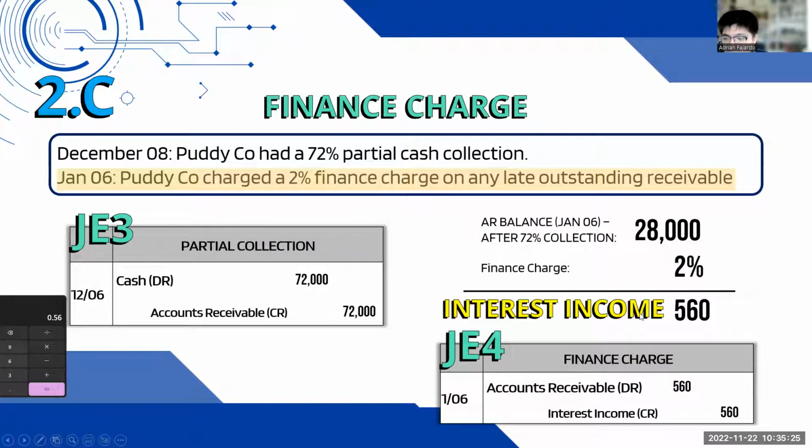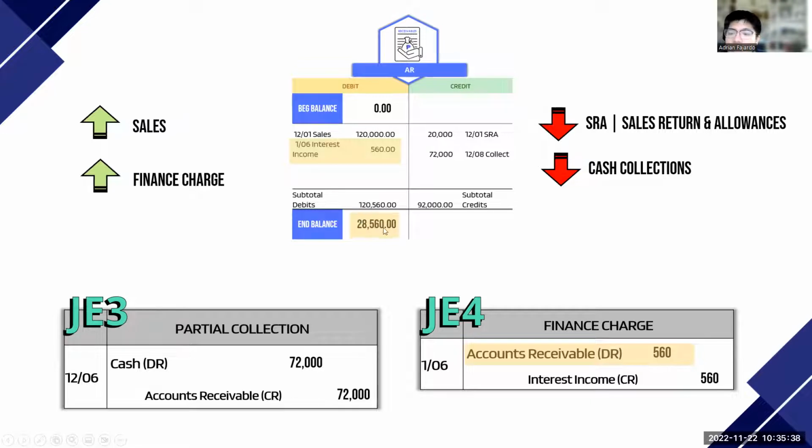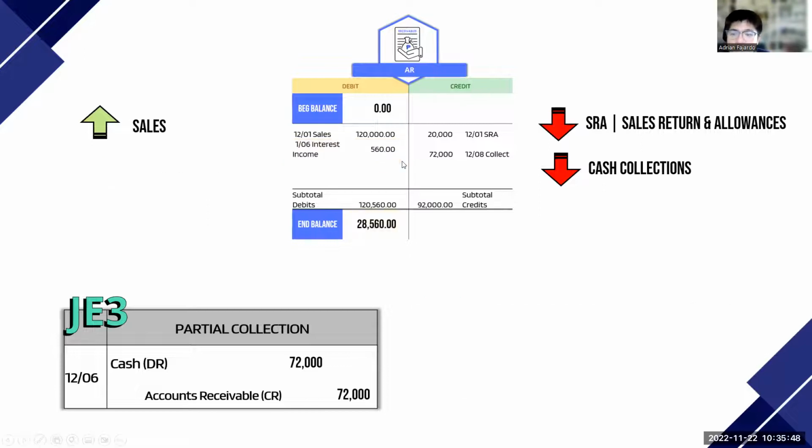So now, by adding this journal entry, we have an increase in your AR account of 560. And now our new ending balance is 28,560. So not only are we expecting to collect 28,000, but the additional finance charge represented by your interest income of 560.